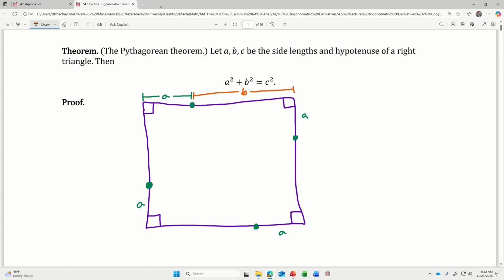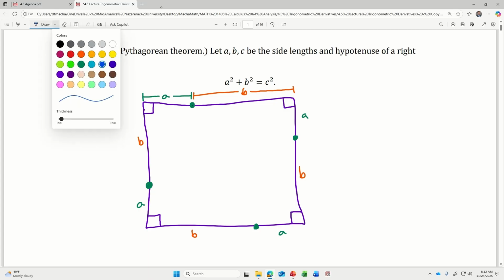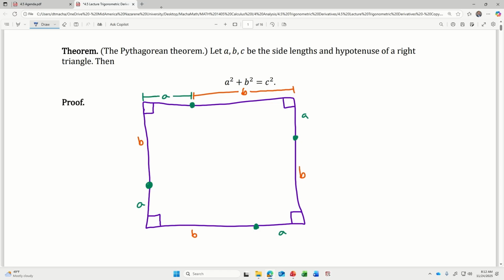And since the total side length is the same on all sides of the square, then the remaining side length is B for the rest of it too. Now what I'm going to do is connect those green dots with a straight line segment.